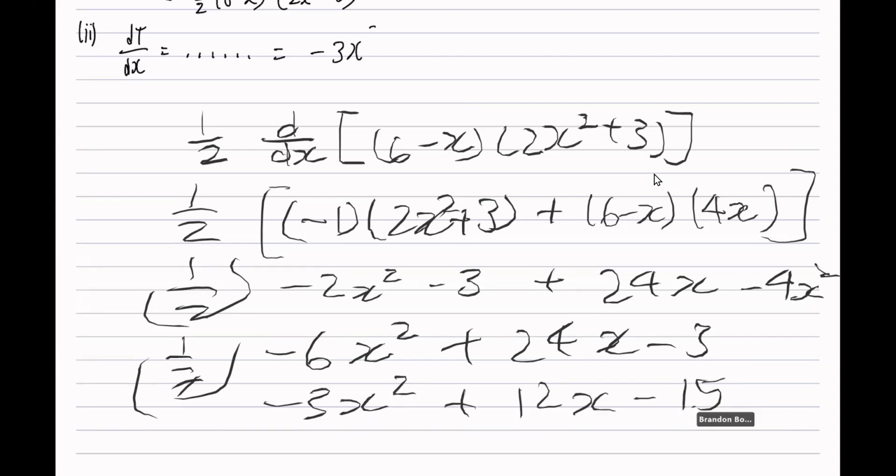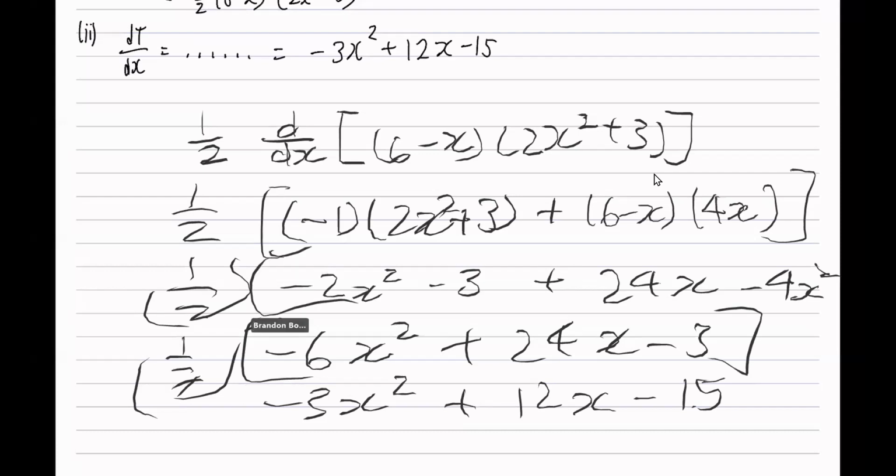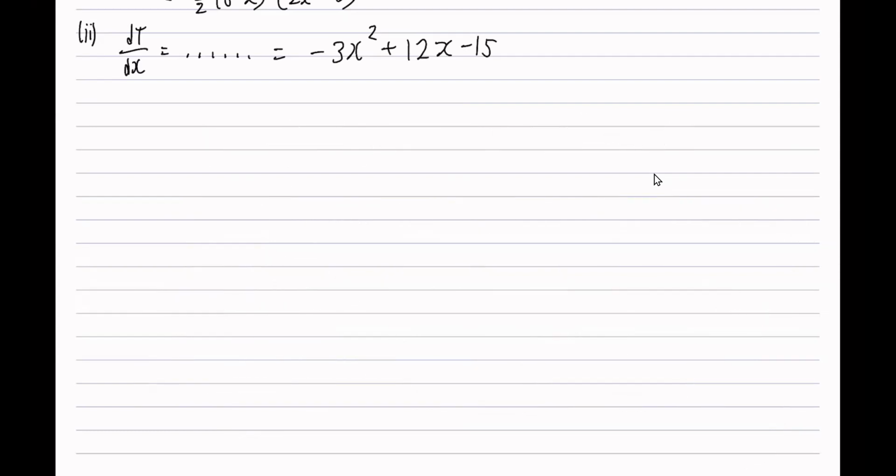Don't erase. One more thing to take note of is when you have half times something, you don't put brackets around the half. The brackets go around the entire expression. Please take note of that. If not, it looks very awkward and doesn't make sense. The half will only multiply the first term. Anyway, this is the expression. Good, product rule.